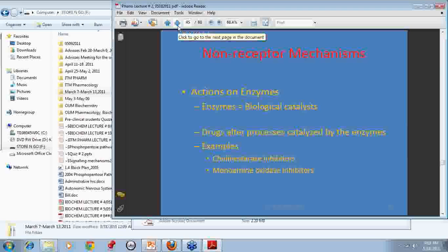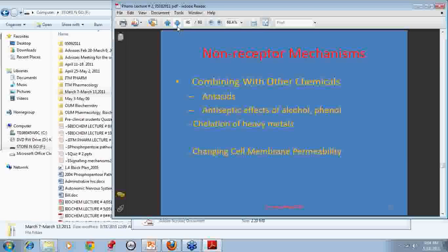Combining with other chemicals. Some drugs you don't need to bother with enzymes or receptors. Antacids, antiseptic effects like alcohol, phenol, chelation therapy. Have you heard of it? Numerous physicians select this route, and they call it chelation therapy. They inject the patient with some chelating agent like EDTA, and they sit in their office, they have an easy time, and the chemical does the job itself. It's the nature of the chemical that traps those heavy metals, and it's used effectively in Wilson's disease, copper problems in the brain, and all of that.